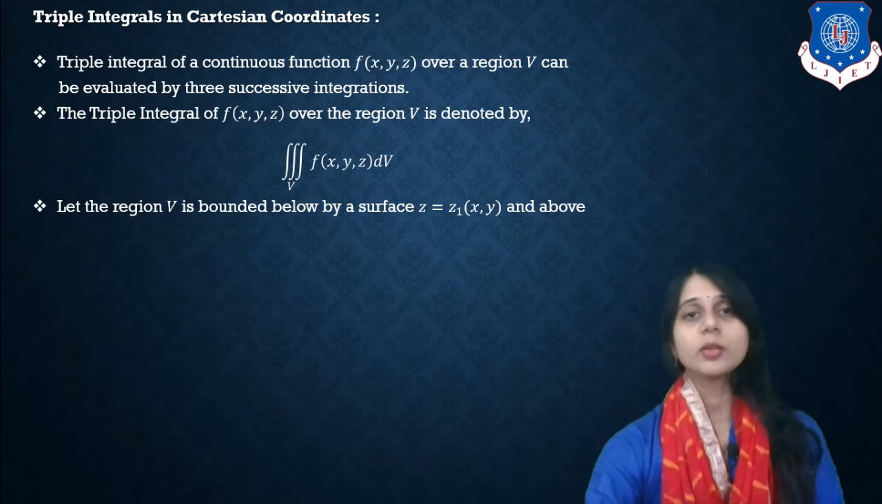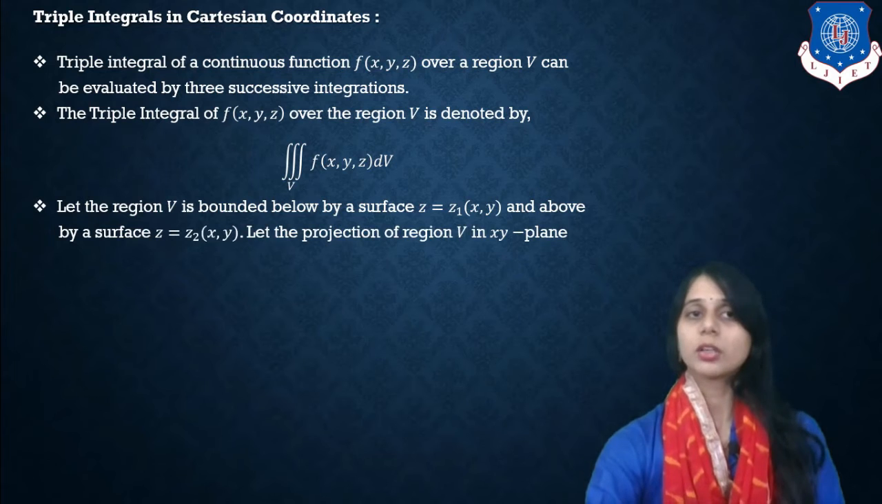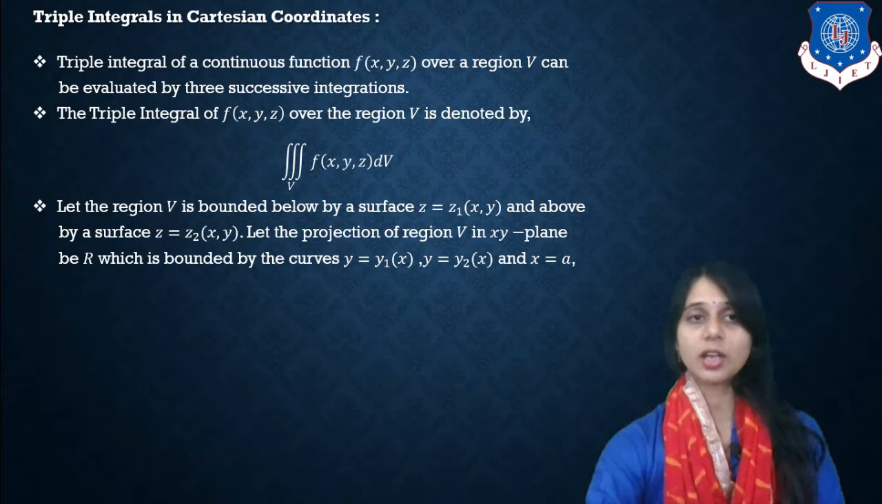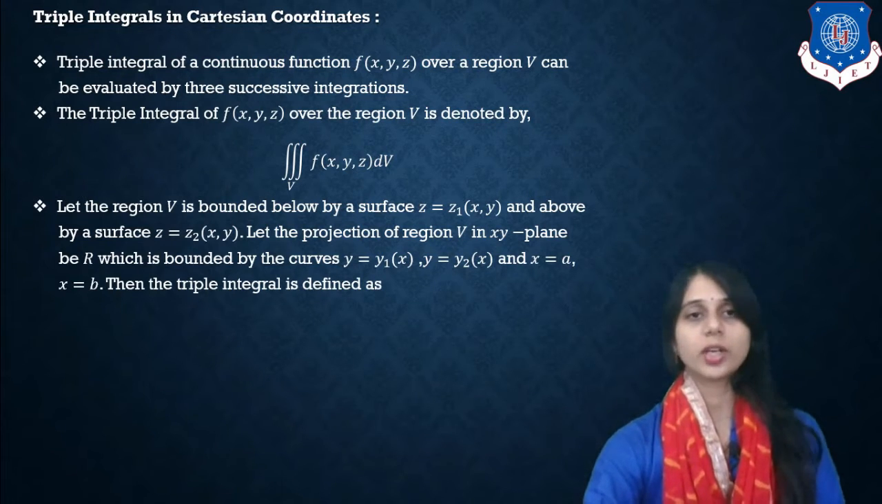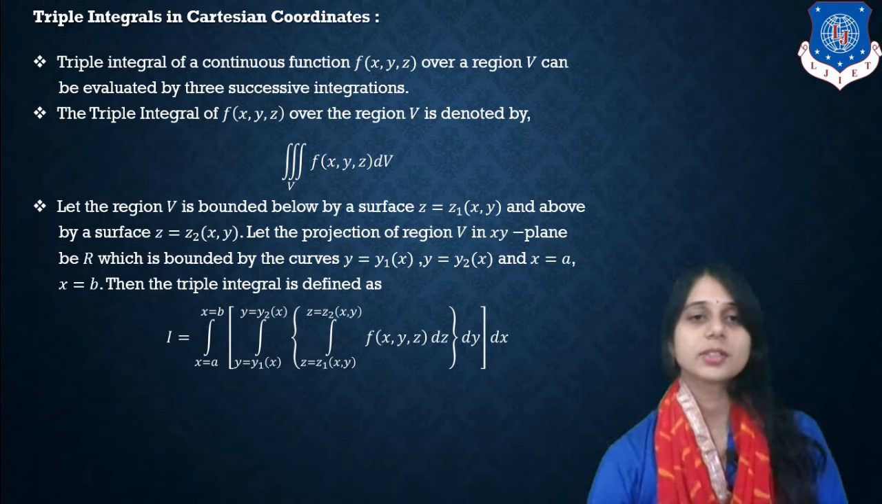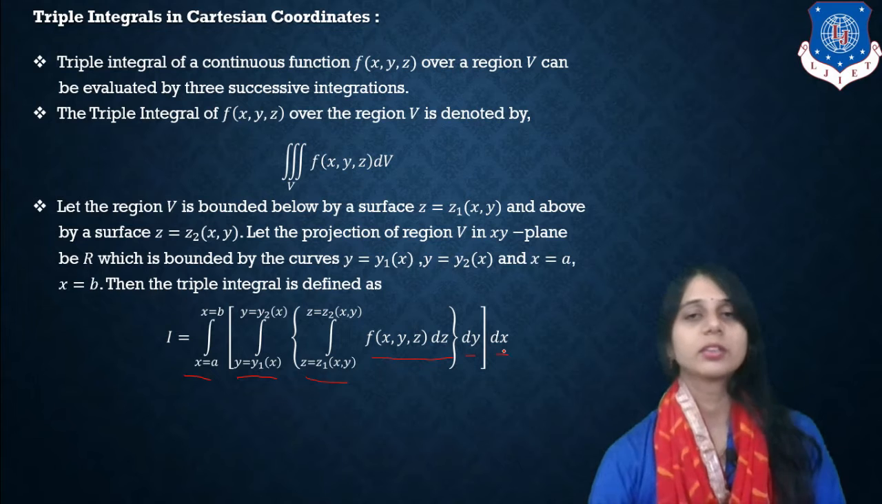Let the region V be bounded below by a surface z equal to z1(x,y) and above by a surface z equal to z2(x,y). Let the projection of region V in the xy plane be region R, which is bounded by the curves y equal to y1(x), y equal to y2(x) and x equal to a, x equal to b. So, our triple integral is defined as I equal to integration x equal to a to b, y equal to y1(x) to y2(x), z equal to z1 to z2, f of xyz dz dy and dx.